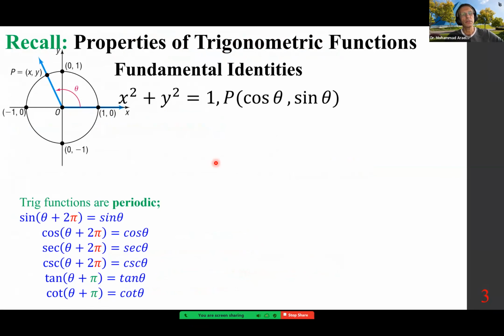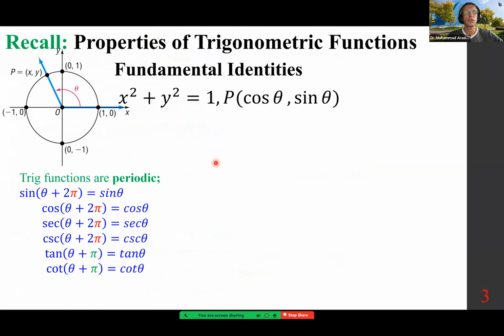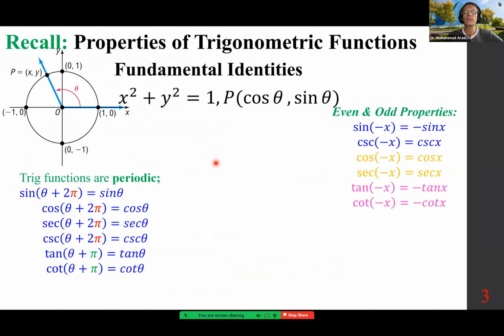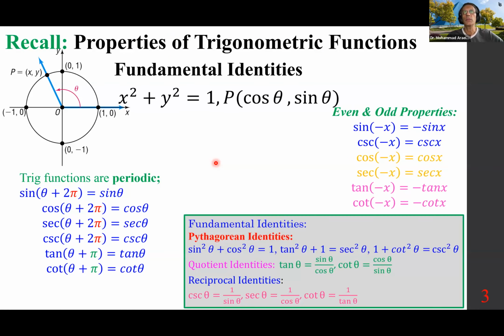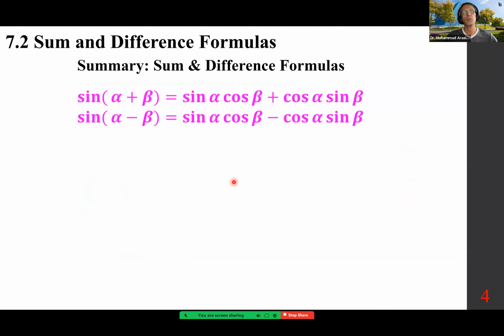Again, fundamental identities are being reminded. Odd and even functions, periodic functions. Fundamental identities such as Pythagorean identities, quotient identities, reciprocal identities. These are the identities we have seen before, we have established, and we are going to move on to more identities. So here's the summary of this section.